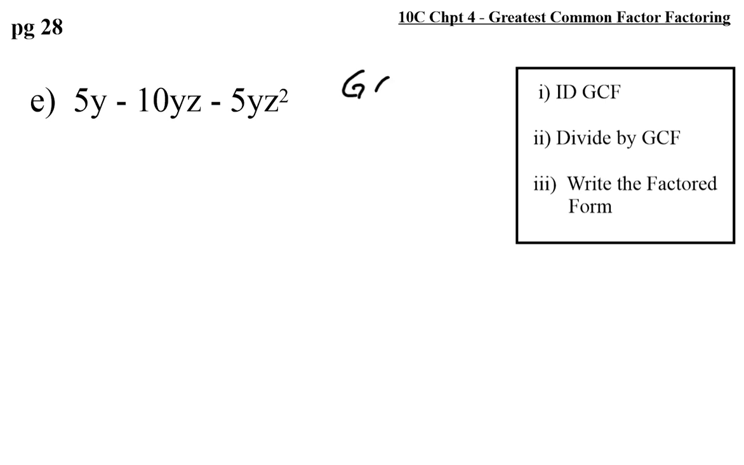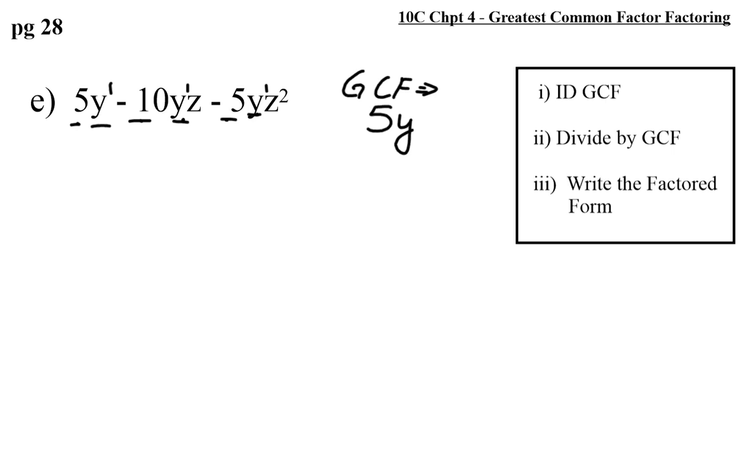Here we go. GCF. Coefficients: 5, negative 10, negative 5. They're not all negative, so 5, 10, and 5. 5 is the biggest coefficient that will divide into all of them. We have a y1, we have a y1, and we have a y1. How many y's could be factored out or removed from each term? A y1 could be removed from each term.